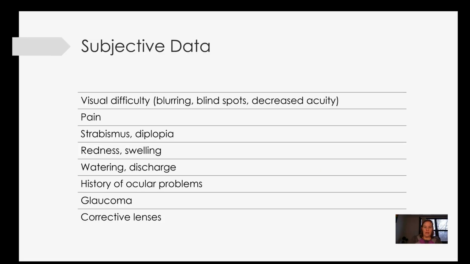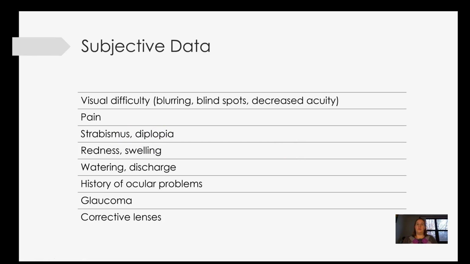Our subjective data, we're asking for any visual difficulty. Are there any burning, any blind spots, any what we call floaters, or decreased acuity, so decreased ability to be able to see. Do they have any pain? Strabismus is cross-eyed, so when their eyes kind of go towards the center, that is strabismus, or actually exophthalmos is also strabismus. So the eyes either deviate towards the center or they deviate towards the outside, and that's strabismus. Diplopia is double vision, so they're seeing two of one object.